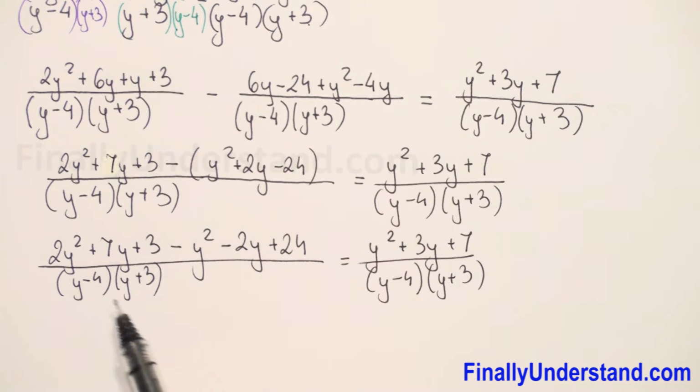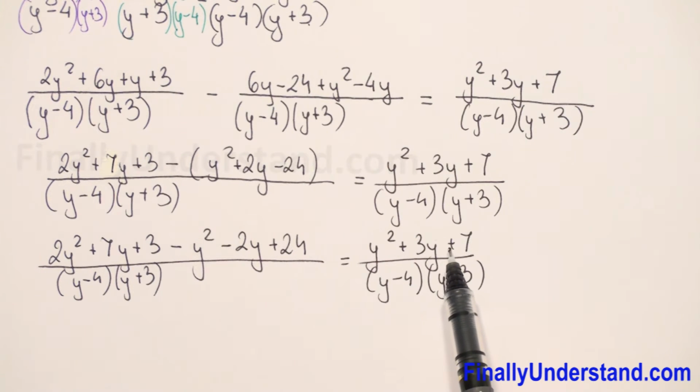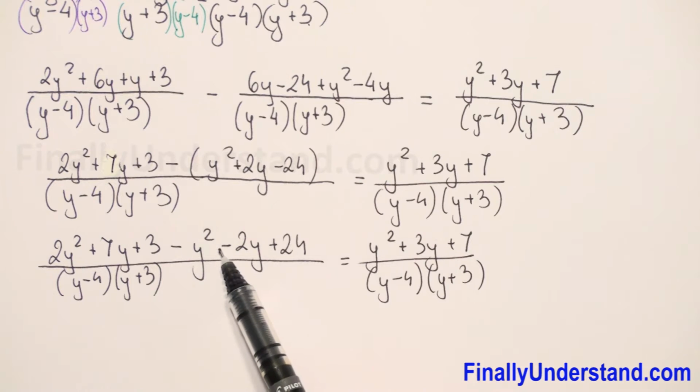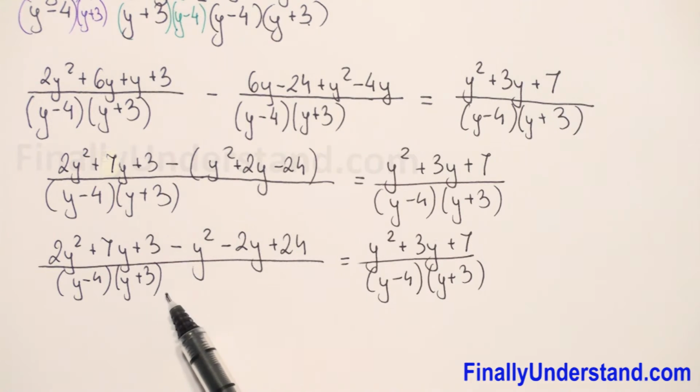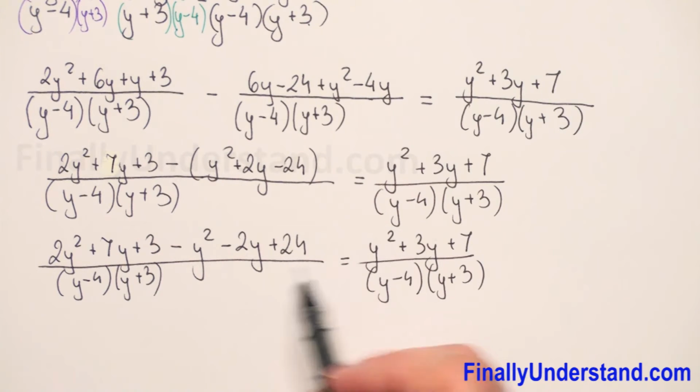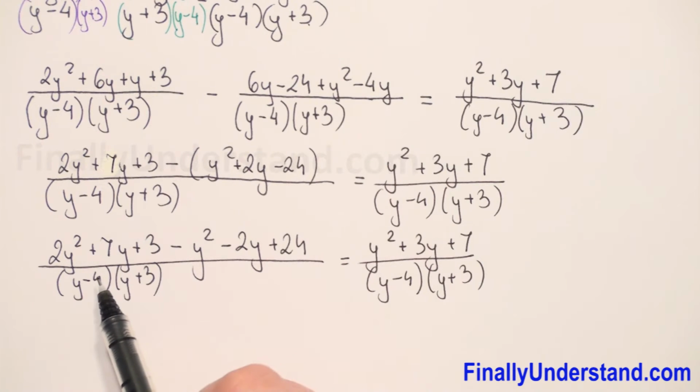Now we see that we have the same denominators. So the left side will be equal to the right side only when the numerators are equal. Denominators are the same, so we can forget about the denominators. We have to only compare numerators, and we will combine the like terms.